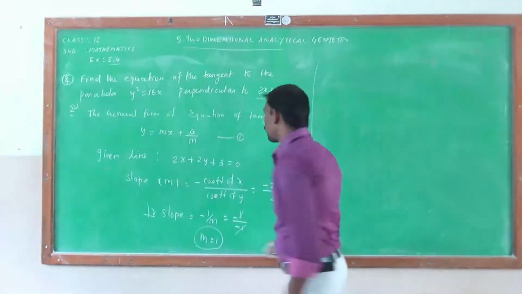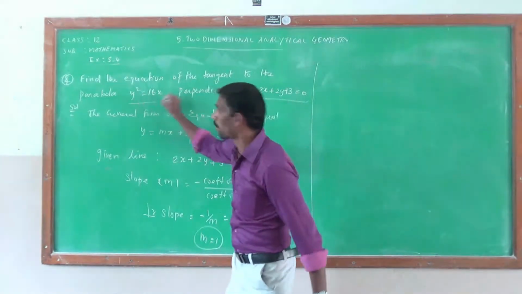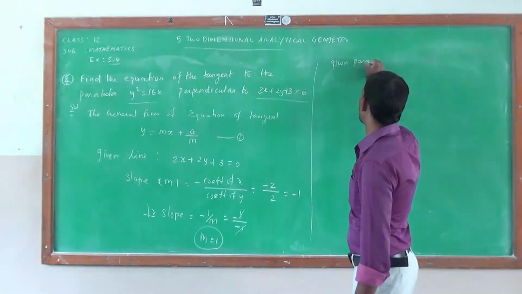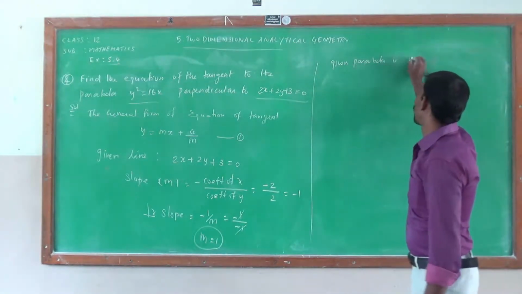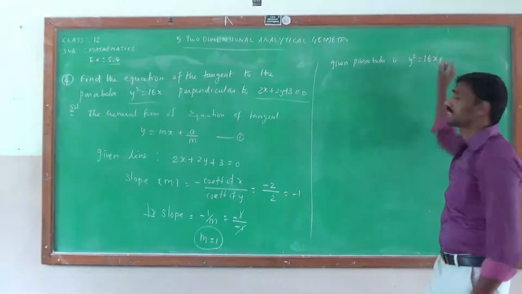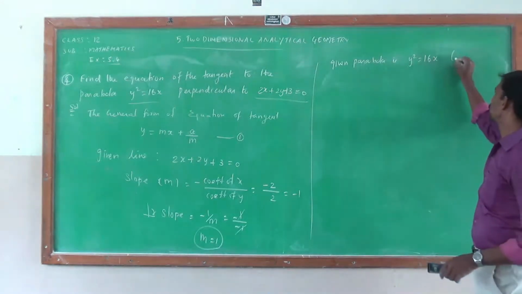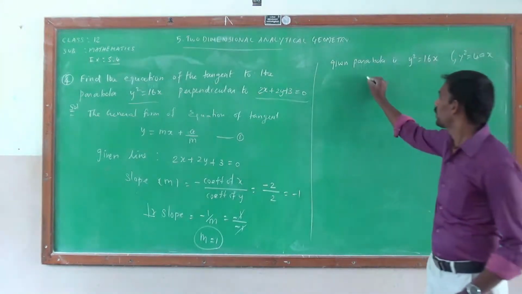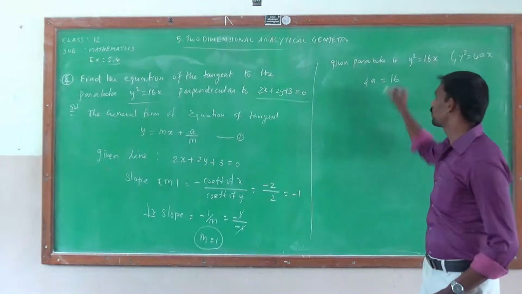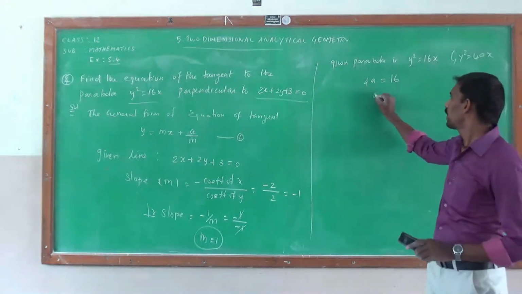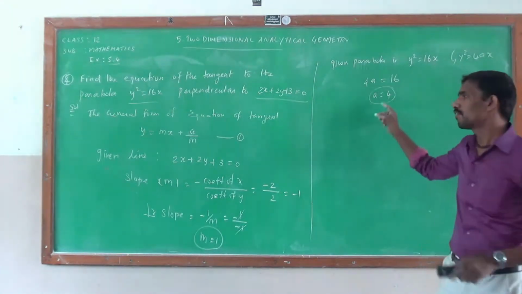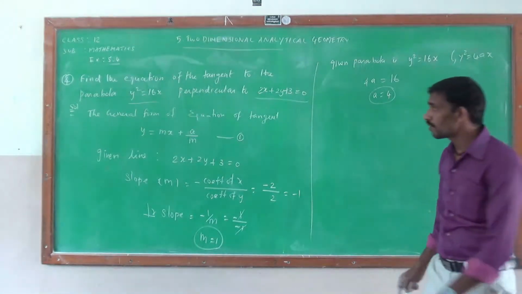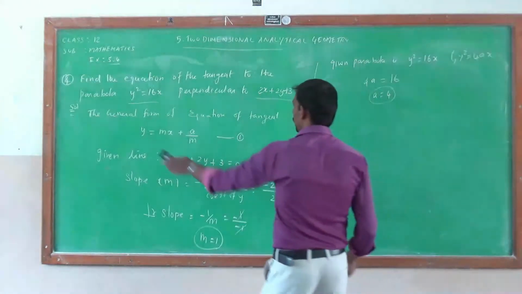So m is equal to 1. Now we want to find out the value of a using the parabola. So given parabola y square is equal to 16x. We know very well y square is equal to 4ax. This is the standard form of the parabola. So comparing, 4a is nothing but 16. So what about a? Nothing but 4. Now we know very well the values of a as well as the value of m. Now we want to substitute in equation 1 here.